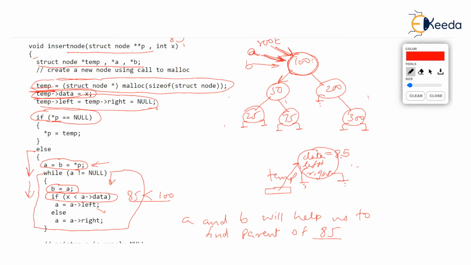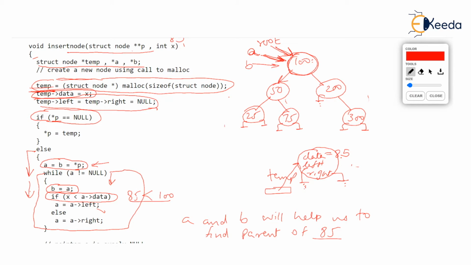Come again, come here now. What is this meaning? You are adding such a value, 85, which is less than the value of root, less than the value of A arrow data, isn't it? So where should 85 get added? Yes, exactly. 85 is less than 100, so 85 should be added to the left of 100.